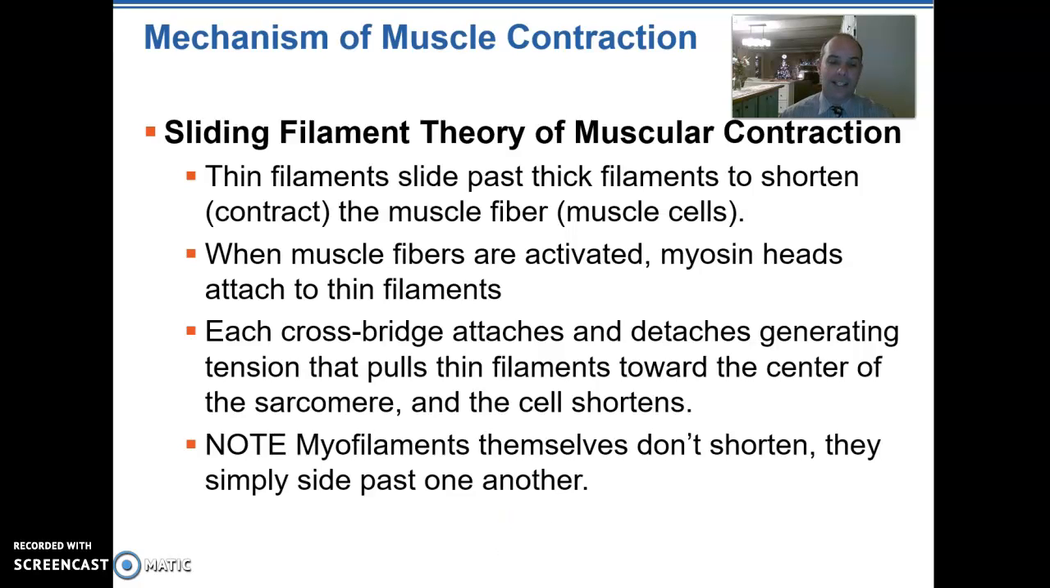The note down here states that myofilaments themselves don't shorten, they simply slide past one another. That's why it's called the sliding filament theory. They slide past and the muscle contracts. They expand and the muscle lengthens. So it doesn't actually shorten. I want to make sure we understand that point.